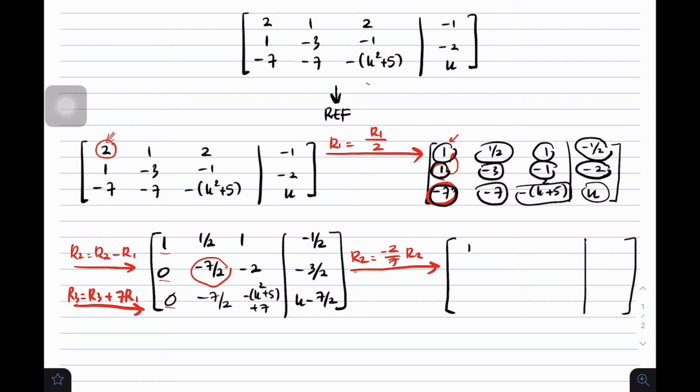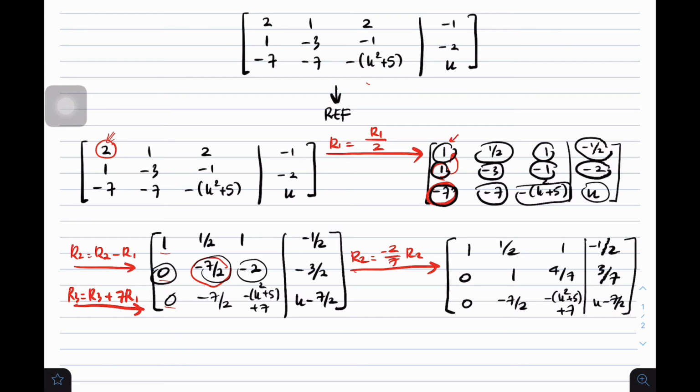Row number 1, 1, half, 1, negative half. Row number 3, 0, negative 7 over 2, negative k square plus 5 plus 7, and k minus 7 over 2. Okay, so row number 2 multiplied with negative 2 over 7. 0 multiplied by negative 2 over 7 is 0. Negative 7 over 2 multiplied with negative 2 over 7 is 1. Negative 2 multiplied with negative 2 over 7 is 4 over 7. Negative 3 over 2 multiplied with negative 2 over 7, you will get 3 over 7 here.